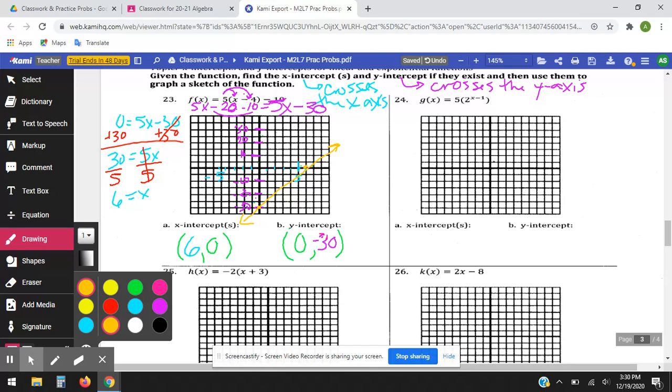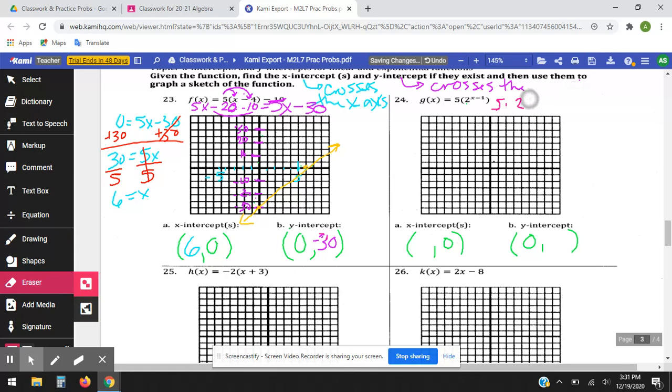Okay, let's try one that's exponential. So over here, again, I want an x-intercept and I want a y-intercept. Well, let's start with the y-intercept, because I can just plug in a 0 for this and get an answer for y. So if I plug in a 0, 5 times 2 to the 0, minus 1. Oh my goodness.